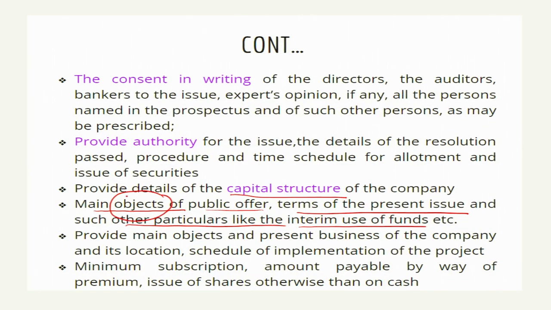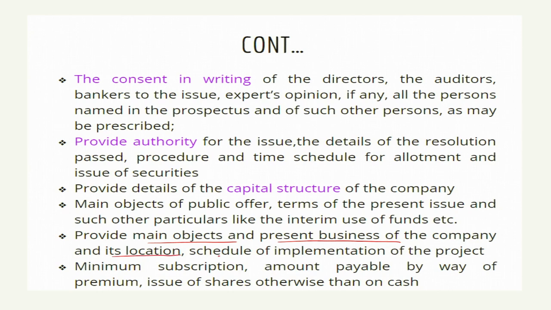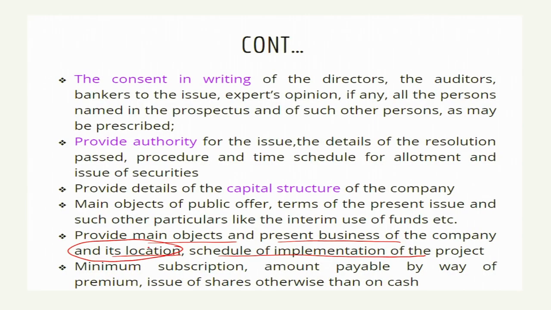In 99% of cases the investor decides on the basis of the main object of the company, where funds are required by the company, what the capital structure of the company is, and what the management of the company is. So, many factors decide the fate of investment. Provide the main objects and present business of the company and its location, and the schedule of implementation of the project. For example, if you establish a company in Haryana and the company's main purpose is mining coal, there is no coal mining in Haryana. So, there is no purpose in establishing a company there. So, the location of the company itself is a deciding factor, and the schedule of implementation of the project.